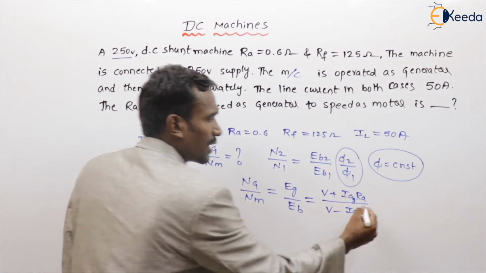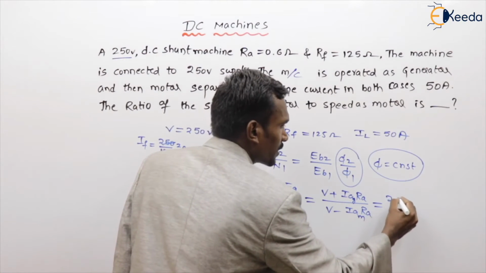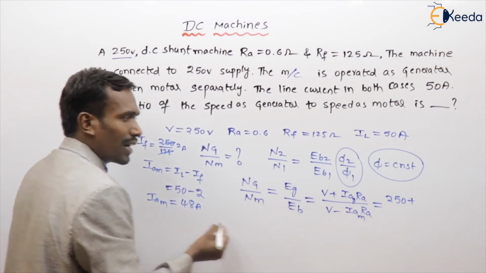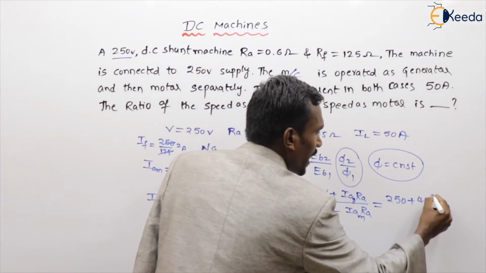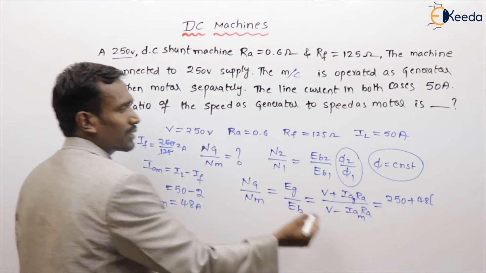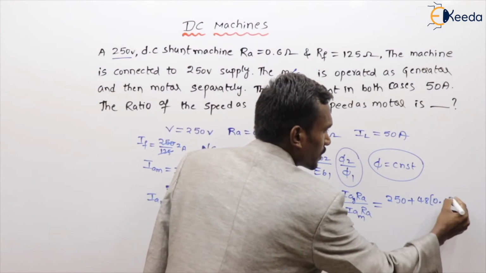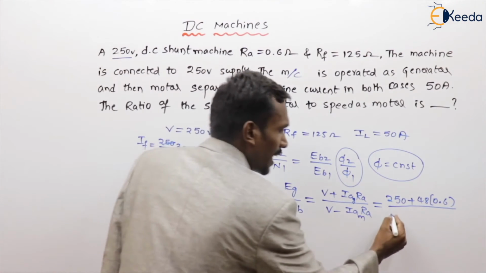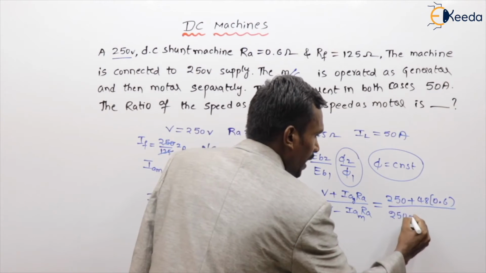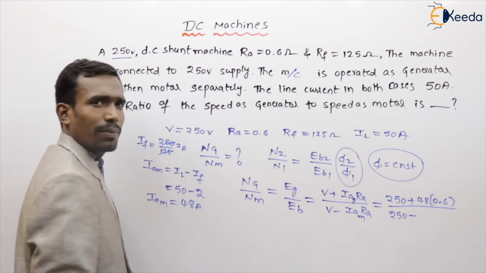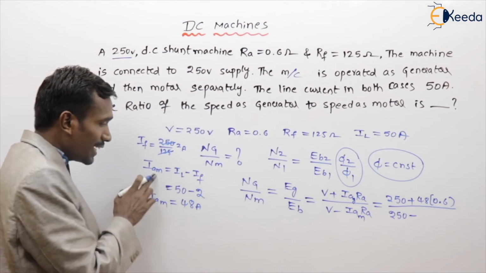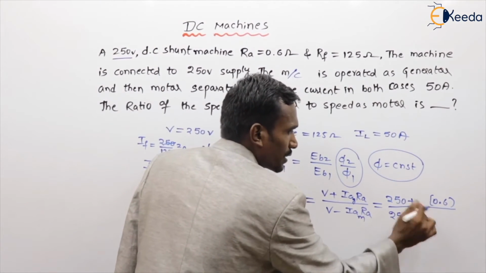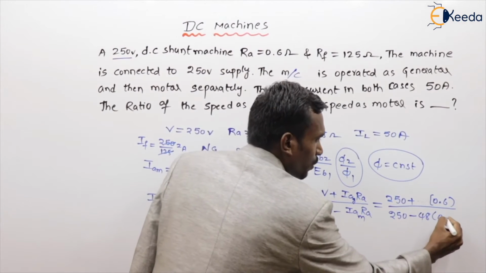So tell me what is the answer here? V is 250 plus Ia, what is Ia? 48, into Ra. What is Ra? 0.6, divided by V minus IaRa, 250 minus. Let's see here. This is the motor current, right? 48. So this is not the generator current. The motor current is 48 into 0.6.